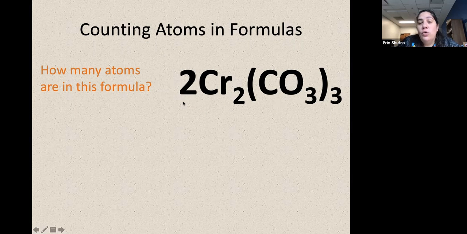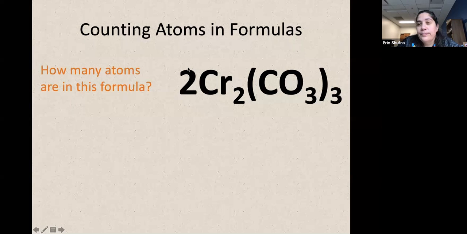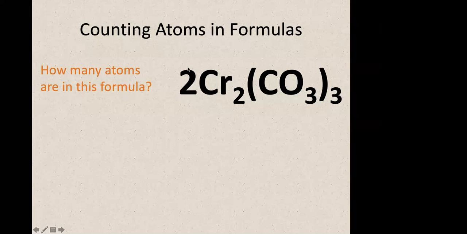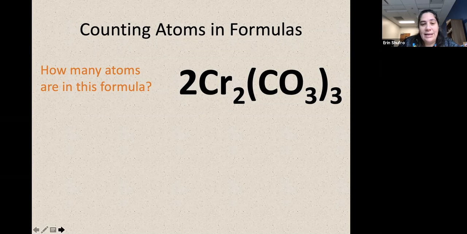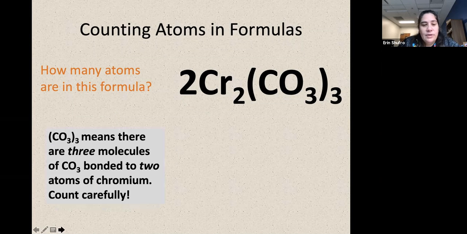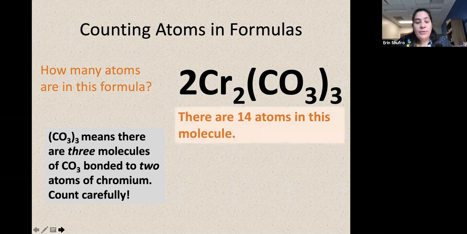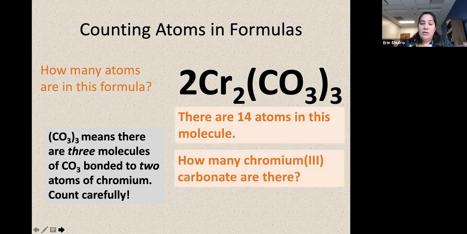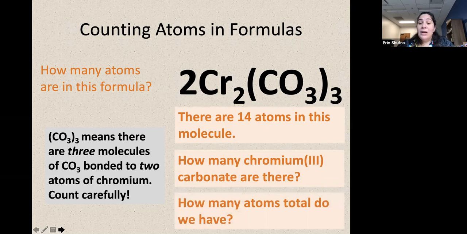Now, how many total? 28. Yep. So you have 2 here, so you multiply by the whole thing, you get 28. Okay. So again, Cr2(CO3)3 means that there are 3 molecules of this carbonate bonded to 2 chromiums. So you want to be careful when you're counting. There are 14 atoms in the molecule, and we have 2 chromium 3 carbonates, so 28 total atoms.